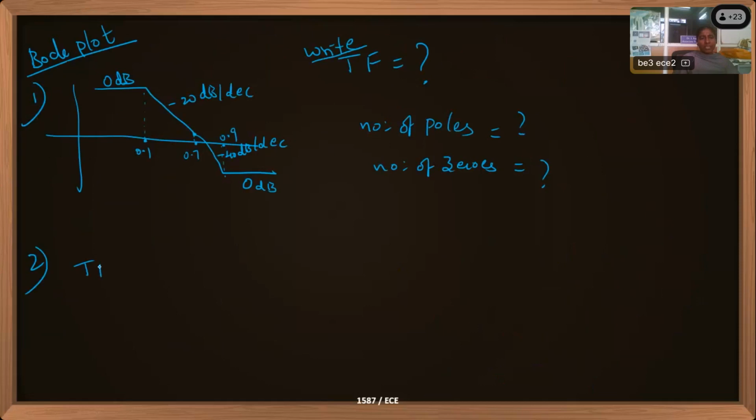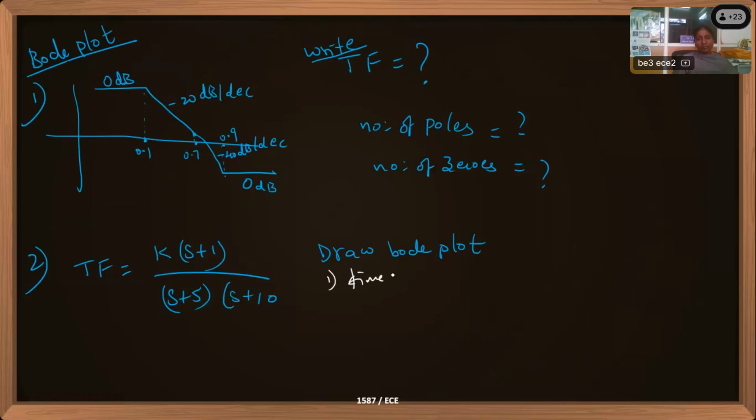In the second model, they may give you the transfer function k into (s plus 1), divided by (s plus 5) into (s plus 10). Draw the Bode plot. First, what is the procedure? Convert this to time constant form, that is Bode form, then start the table. First step, convert to time constant form, the 1 plus sT form. All the factors in numerator and denominator, except an individual s, convert to time constant form. Then put s equal to j omega, which is called Bode form.